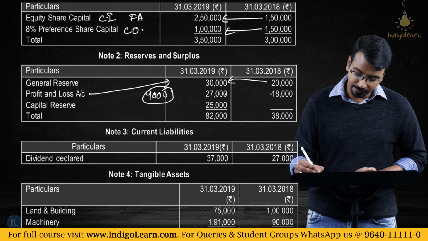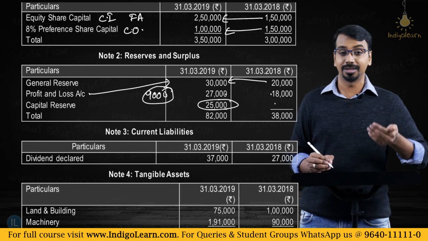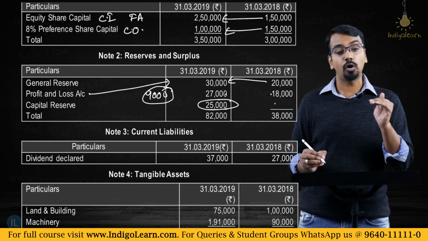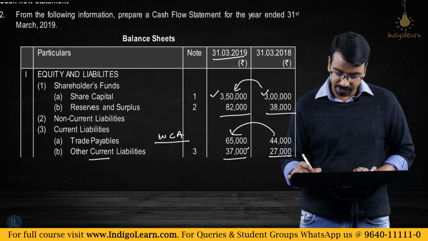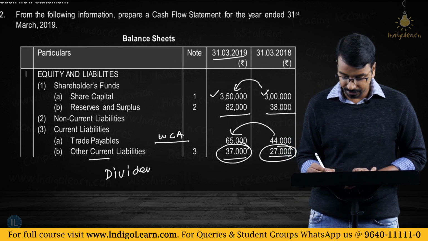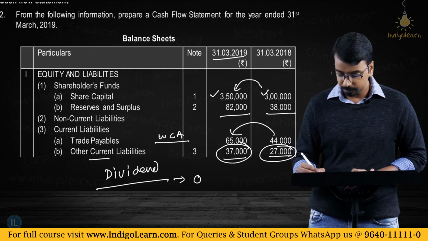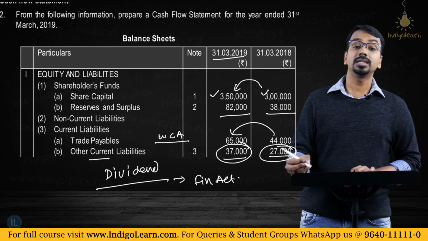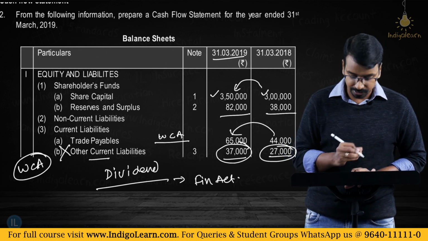Okay. Then you have capital reserve, there was nothing here, now you have 25,000. We have to see how this balance increased, and based on that we will have to either take a cash inflow if there is any cash inflow, or otherwise it will be a non-cash adjustment. Note 3 of other current liabilities, which is 37,000 and 27,000. This is purely your dividend. When it is your dividend, this will form part of your financing activity.